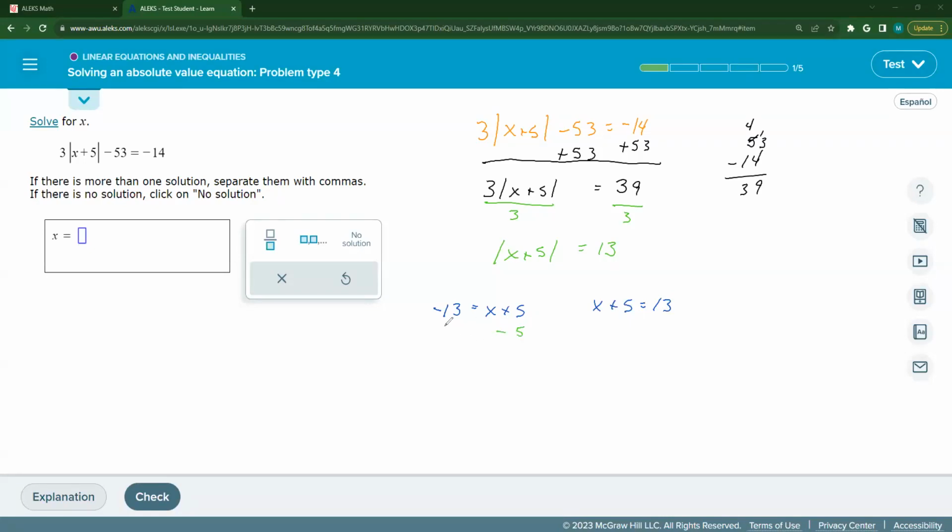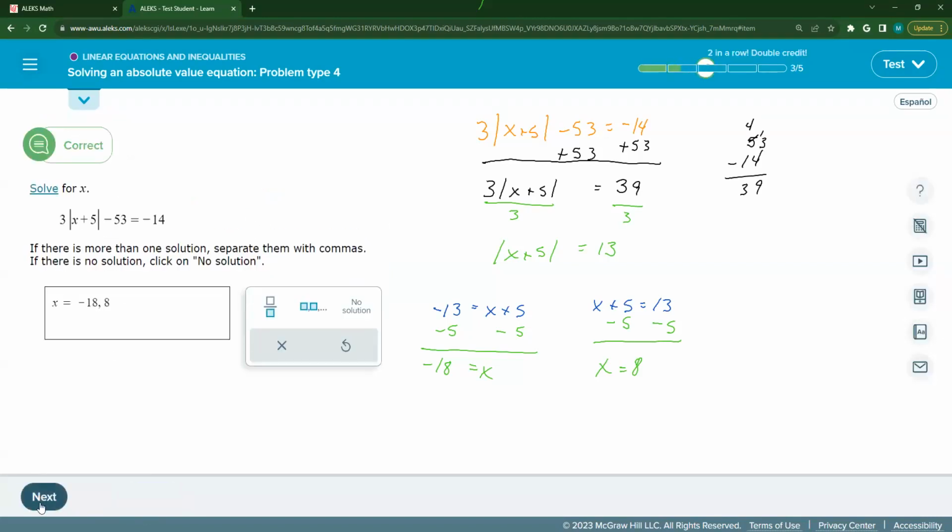So minus 5, minus 5. So this is negative 18 equals x. Subtract 5, minus 5. X equals 8. Yep, 8. All right, plugging in my answers, I have negative 18 and I have 8. And as long as I added correctly, I should be good.